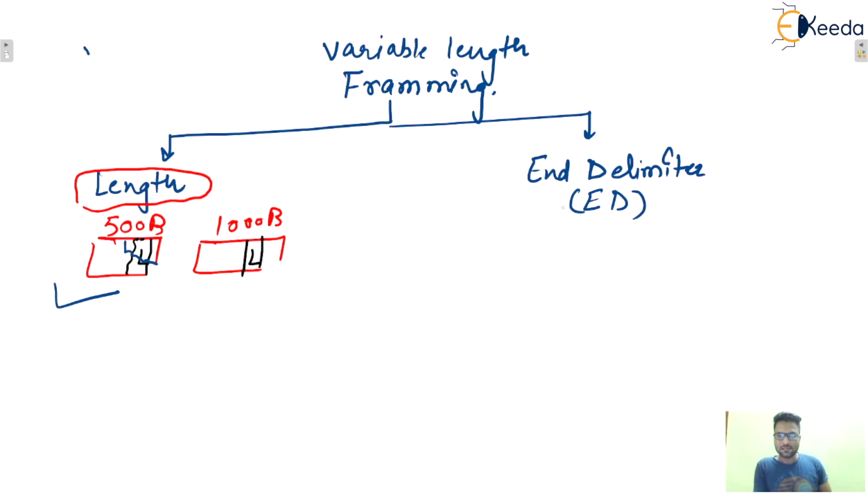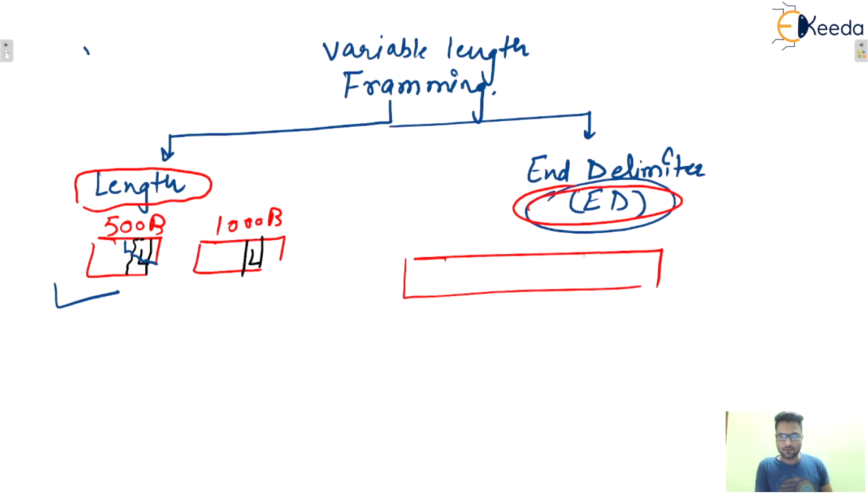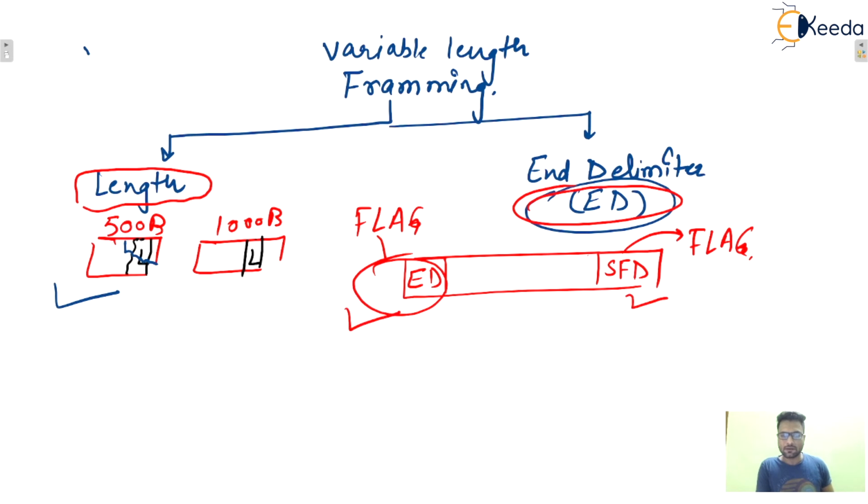But one more technique is to use, at the end of the framing, this field ED. This will also be a special pattern. So there will be SFD, and here there will be an ending delimiter. ED will also be a kind of flag, a special pattern of bits. For SFD and ED, some special patterns will be used. SFD will indicate that the frame is starting. ED will indicate that the frame is ending.